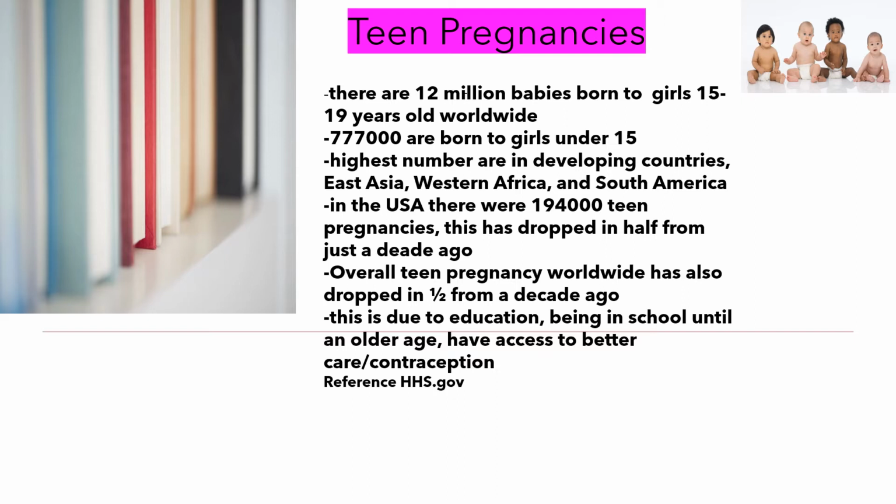In the USA, there were 194,000 teen pregnancies, and this has dropped in half from just a decade ago. And overall, teen pregnancies worldwide have also decreased by half from a decade ago. This is due to education, being in school until an older age, and having access to better care and/or contraception.